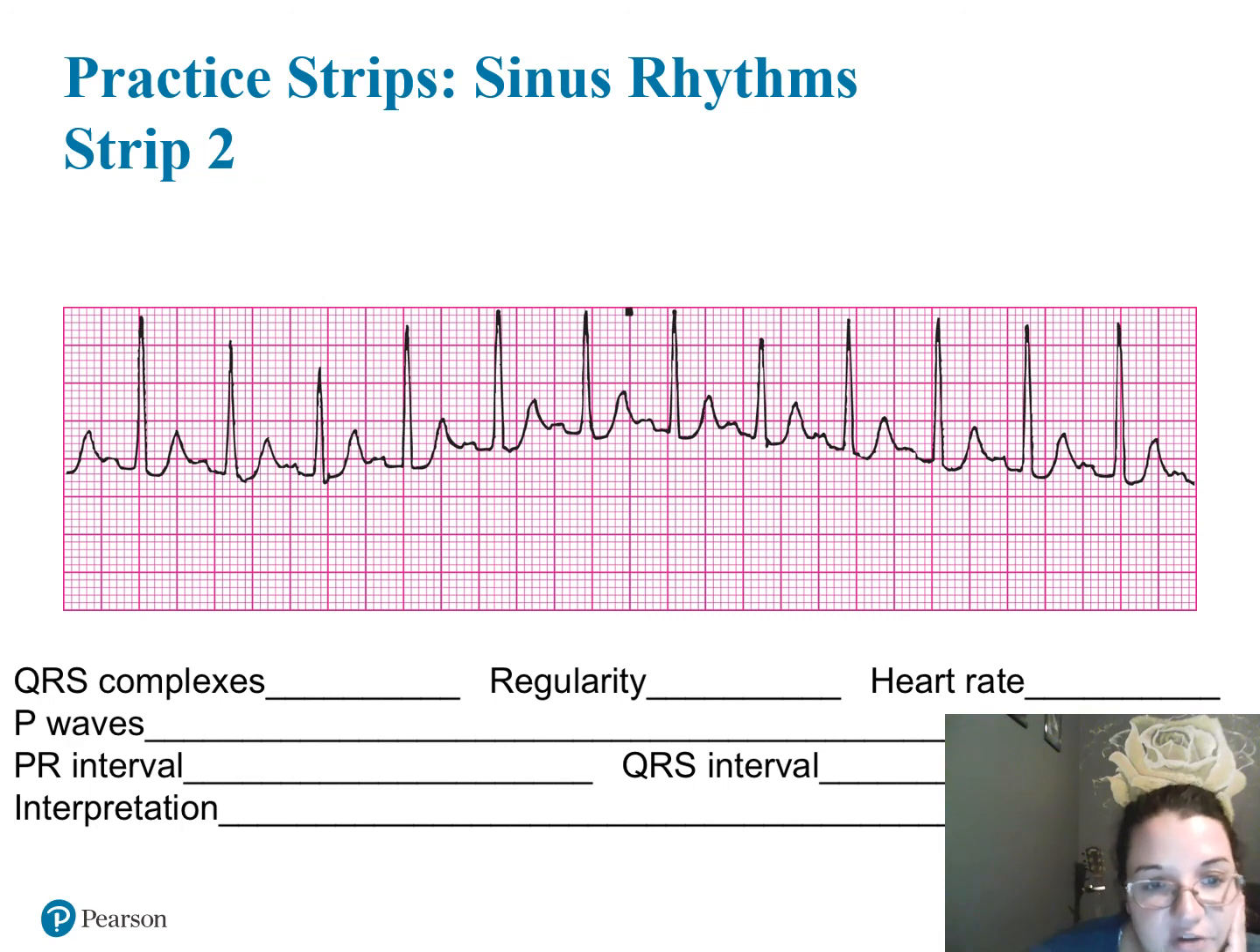So, do we have QRSs? Yes, because these are the spikes, right? So, yes, I have QRSs. What's my regularity? You're going to count the boxes in between. I'm counting by 5s. 5, 10, 11, 12.